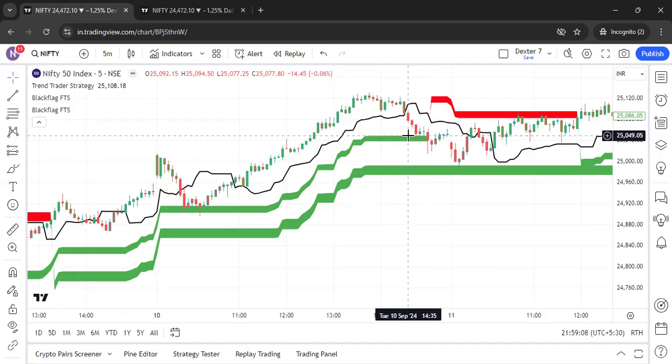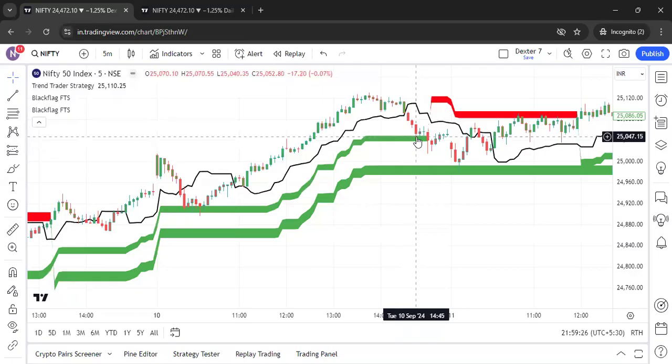and my target would be 25047 or 25050. I, being a scalper, I don't need more than 20 to 30 points on the Nifty on a daily basis. This is my trade and I am done. You see, it touched here.